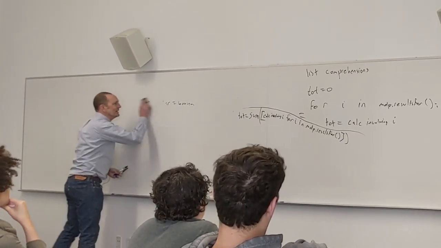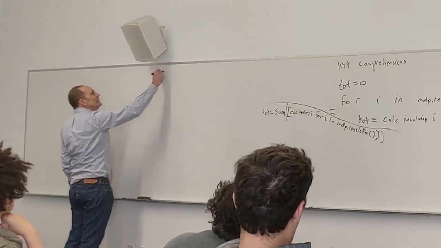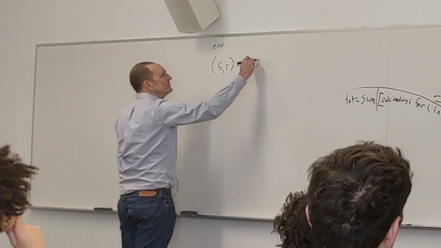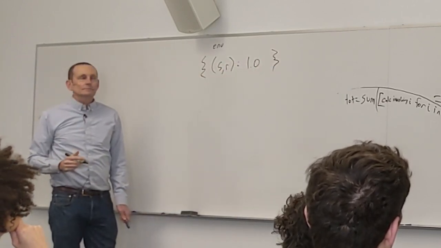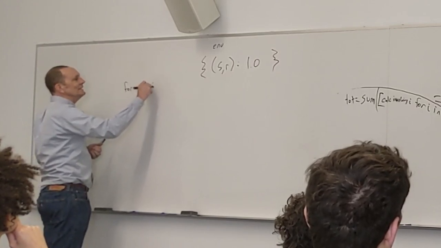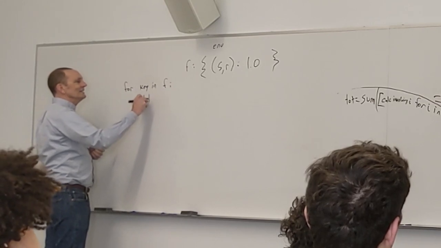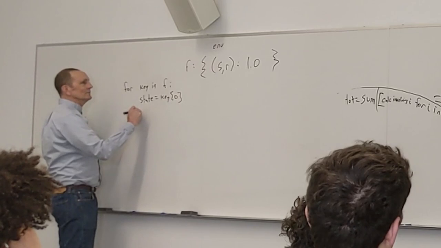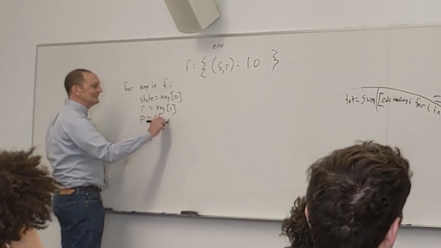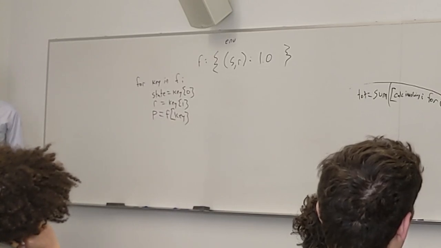I would have to look up to see if I have to do it exactly like this, but I know this will work. Let's say I have my environment where I had state and reward pairs with a probability. So something like this. You could say for key in, what are we going to call this? Let's call this F. State equals key at 0, reward equals key at 1, probability equals F at key, okay? Sure, that works, but it's more lines and less clear.